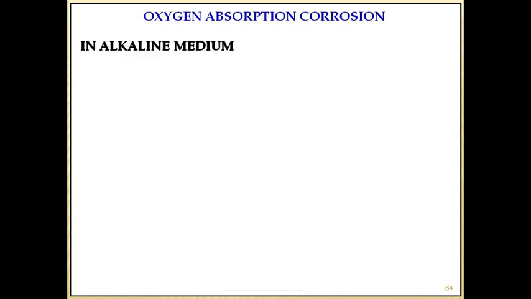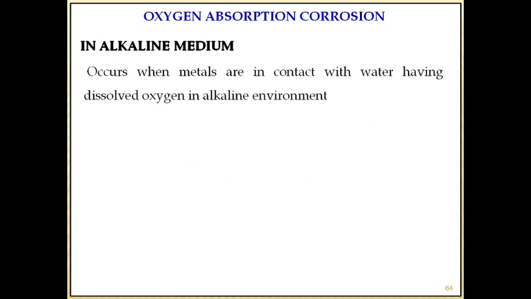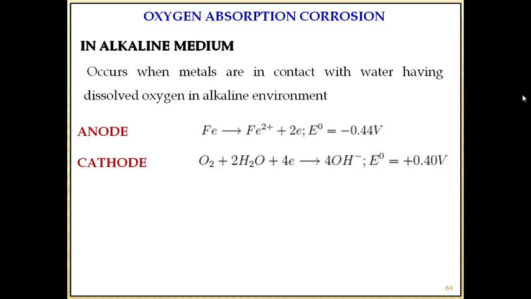Now let's move to the last mechanism, oxygen absorption corrosion in alkaline medium. It occurs when metals are in contact with water having dissolved oxygen in an alkaline environment. Let me consider the example of iron. So this is the equation for iron. Let's consider the equation for the oxygen electrode in alkaline medium. In alkaline medium, you have to consider the pH as 14 and the potential is 0.40 volt. In acidic medium it was plus 1.23 and in alkaline medium it was 0.40 volt.